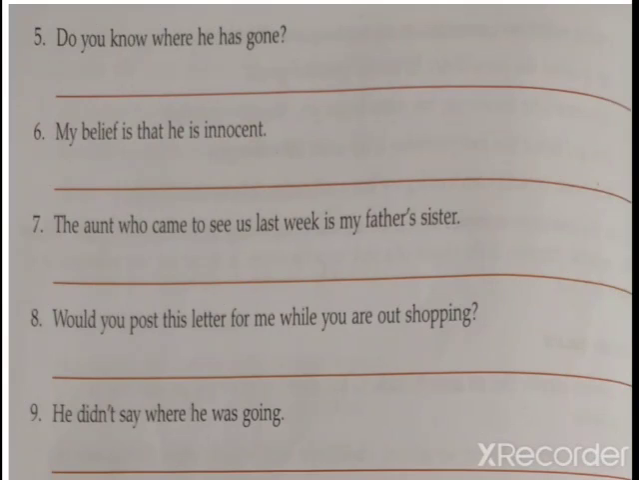Do you know where he has gone? Now look at here. Do you know where he has gone? So here, where he has gone is a subordinate clause. Do you know is a question sentence, but look at here, know. So it is an object of a verb, know. So it is a noun clause.